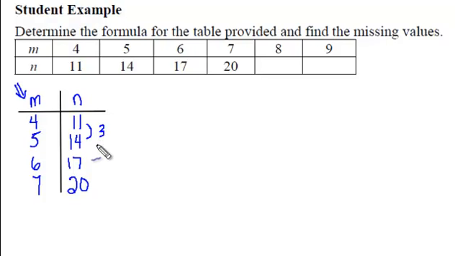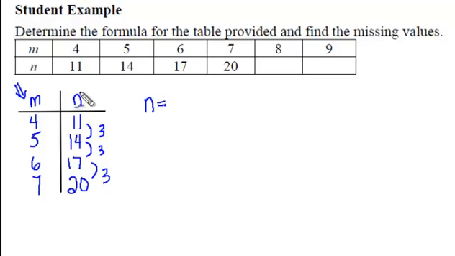Check if that's the same pattern for the rest of your terms. The difference between 14 and 17 is 3. And the difference between 17 and 20 is 3. So this is definitely a pattern. Now that you know that pattern, start by writing N equals.